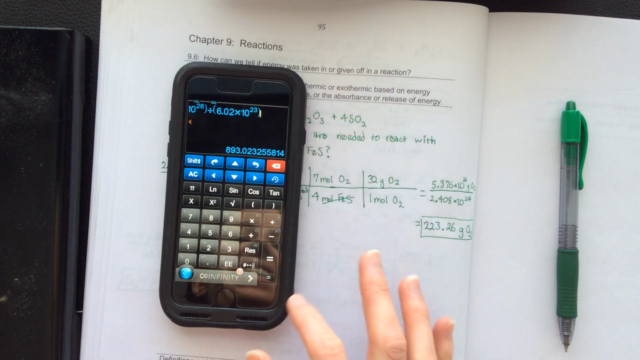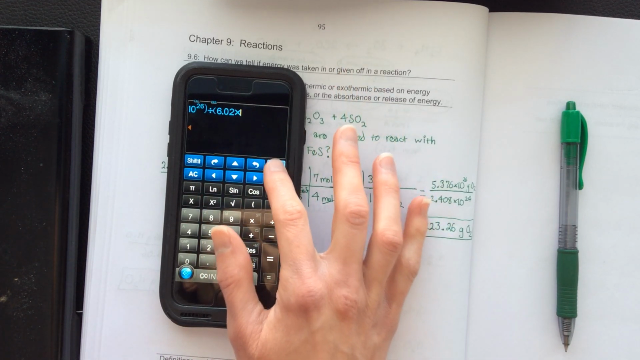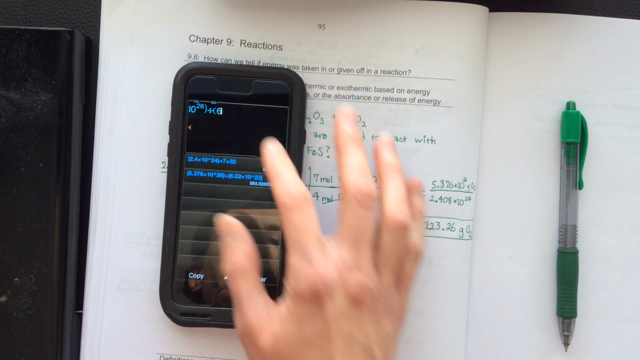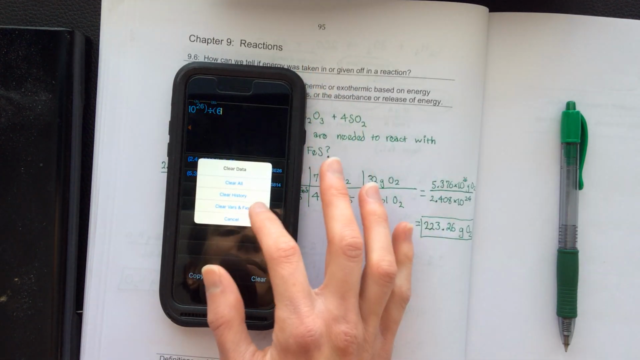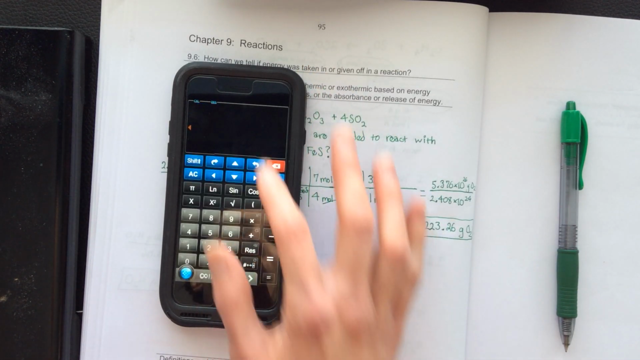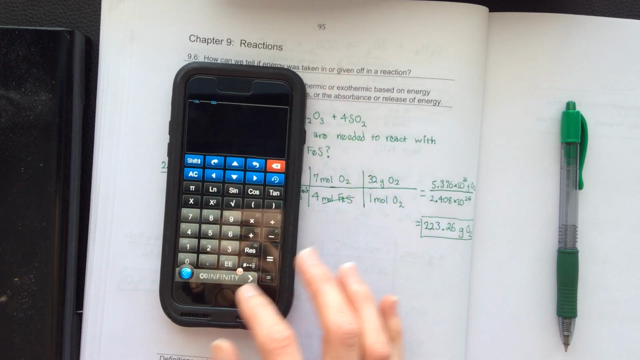Oh, that's not what I was supposed to divide by. Sorry guys, I just automatically put that in there. I was supposed to divide by, sorry, I've never used this calculator before. I kind of don't know what I'm doing. Okay.